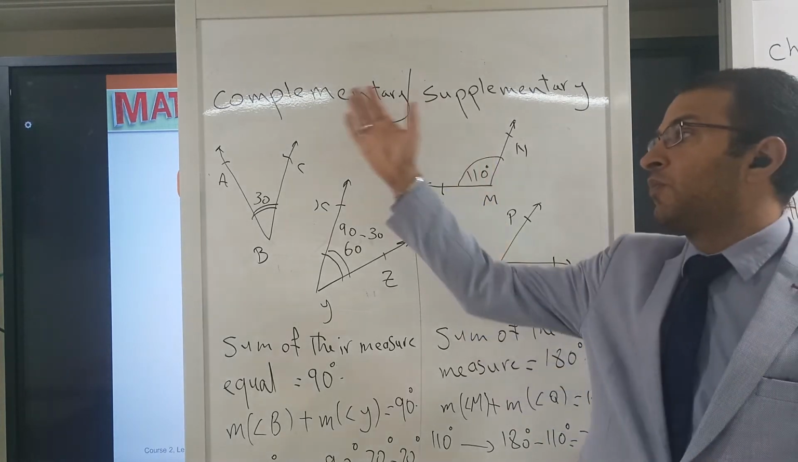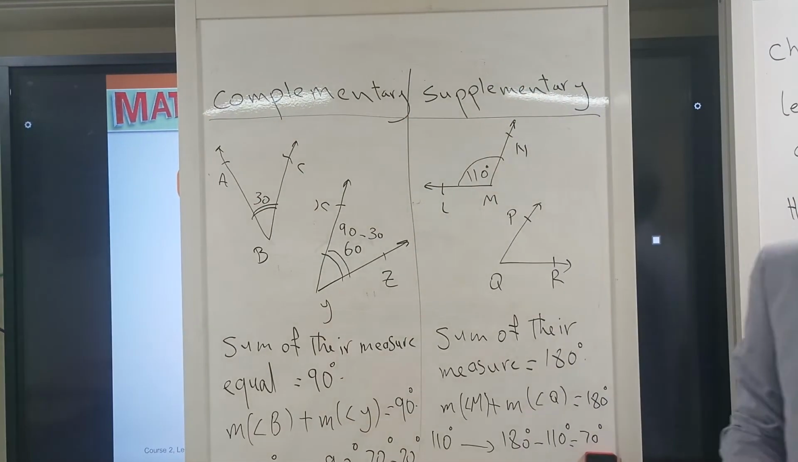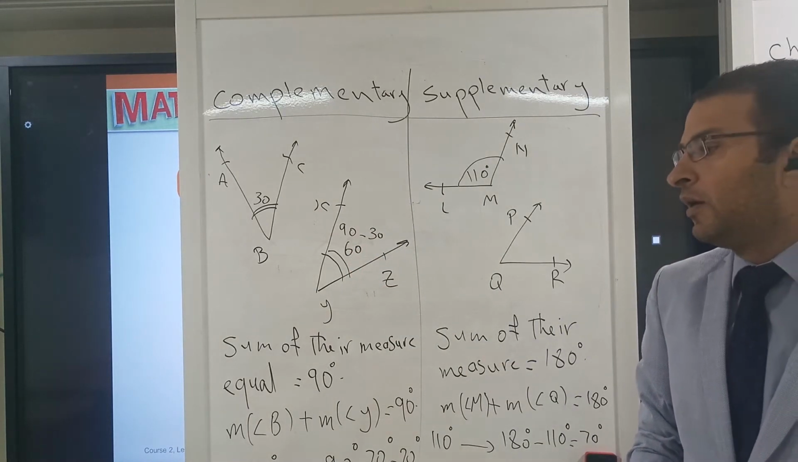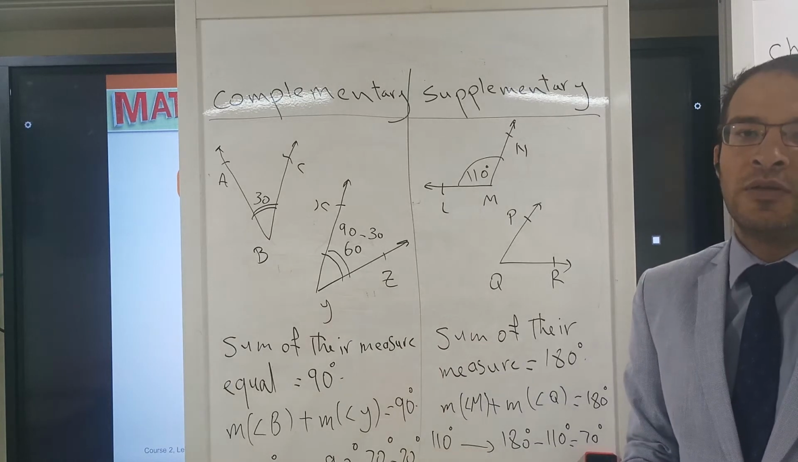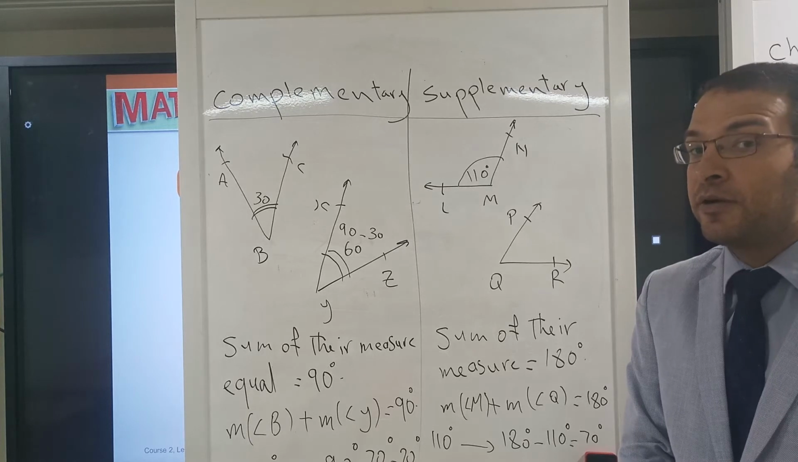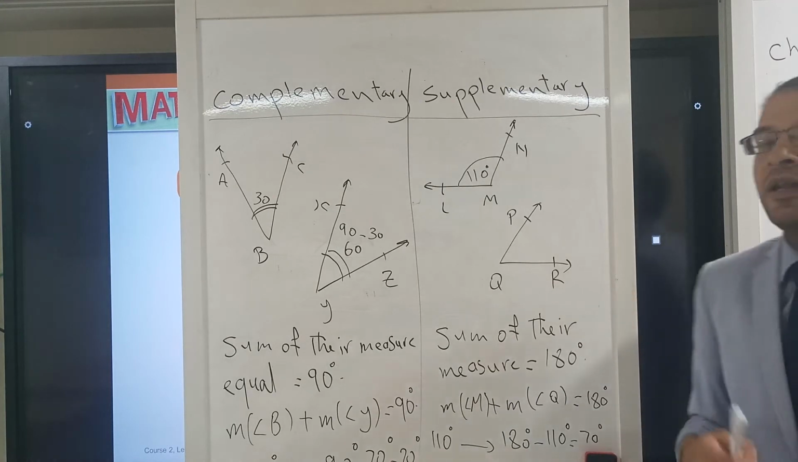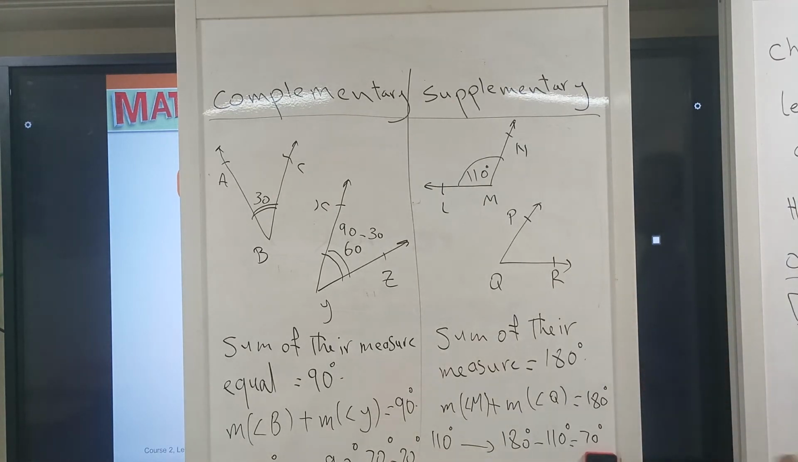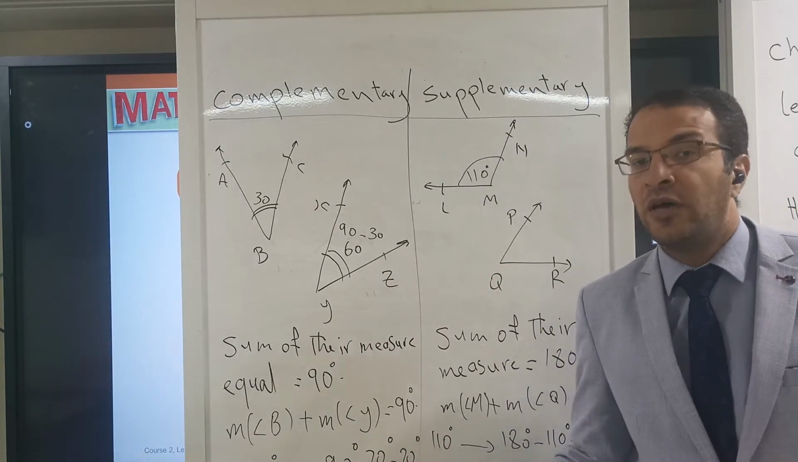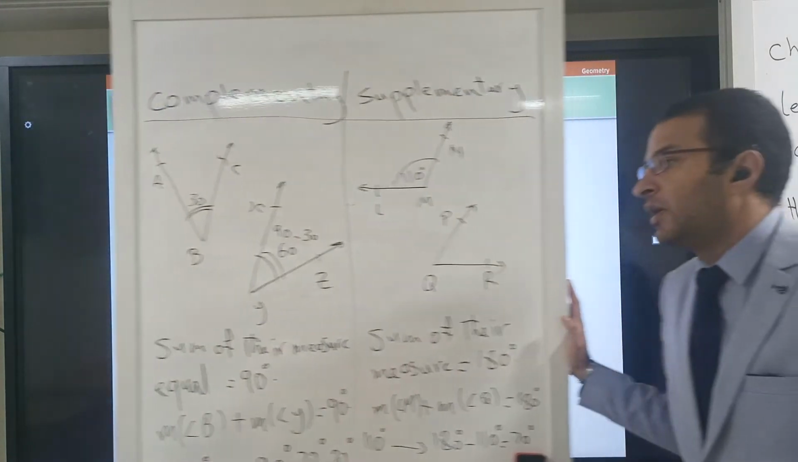Again, to know the difference between the complementary and the supplementary: complementary angles are two angles, a pair of angles. The sum of their measure is equal to 90. Supplementary angles are two angles. The sum of their measure is equal to 180. If you need the measure of a complementary angle, you make 90 minus the angle. If you need the measure of a supplementary angle, you make 180 minus the angle.